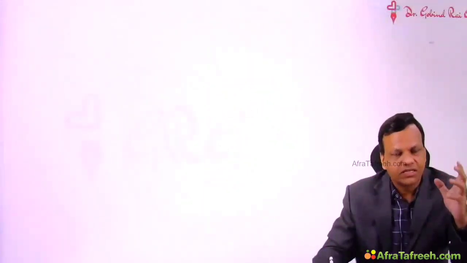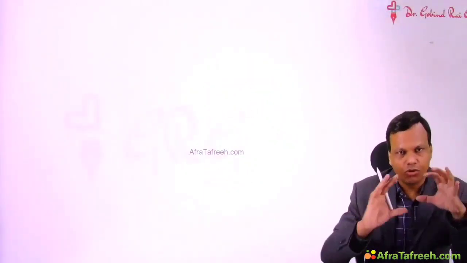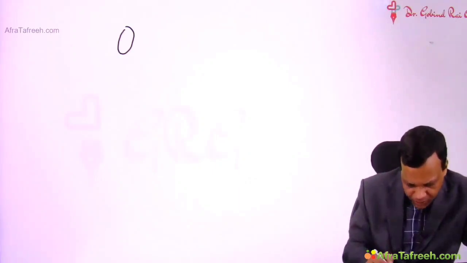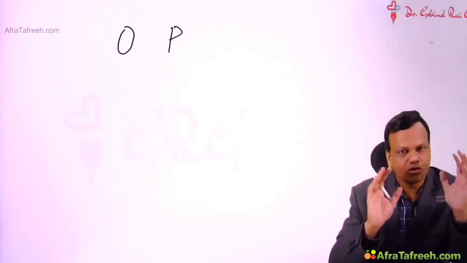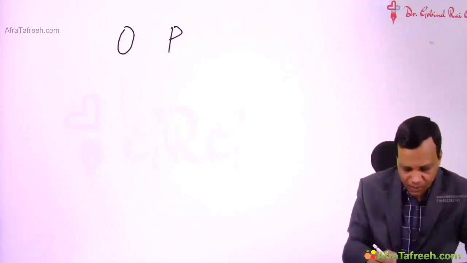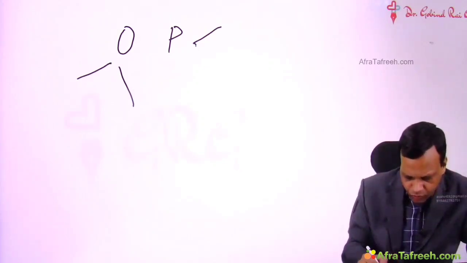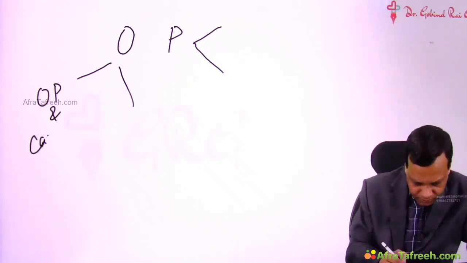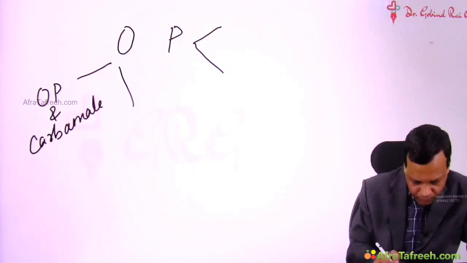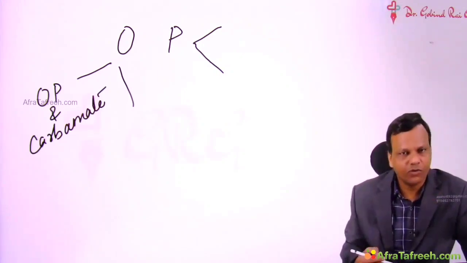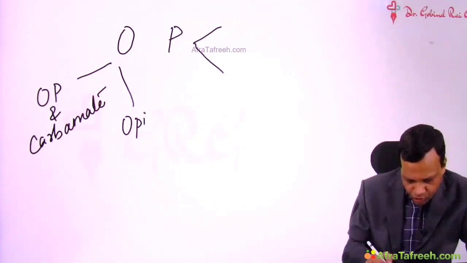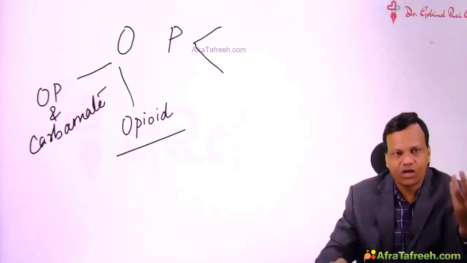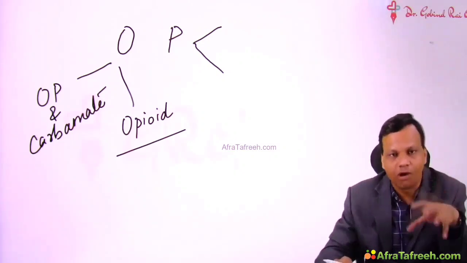Pinpoint pupil is seen in very few conditions. So you should know important causes of pinpoint pupil, and you can remember that easily. Pinpoint pupil is seen in OP poisoning. We just discussed organophosphate poisoning. So you can remember that: 2 from O and 2 from P. The first O means organophosphate and carbamate poisoning. And the second O is opioid poisoning, like morphine poisoning.